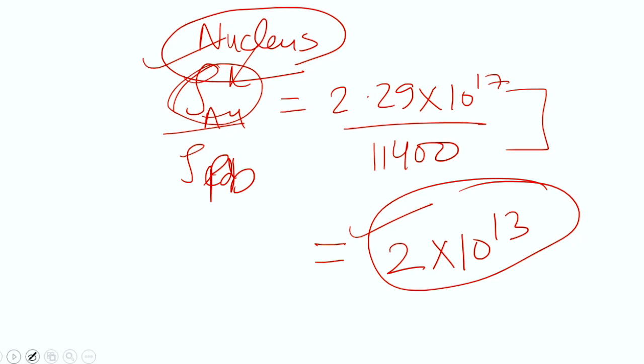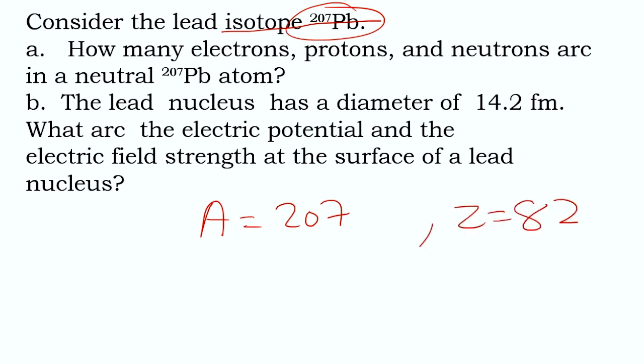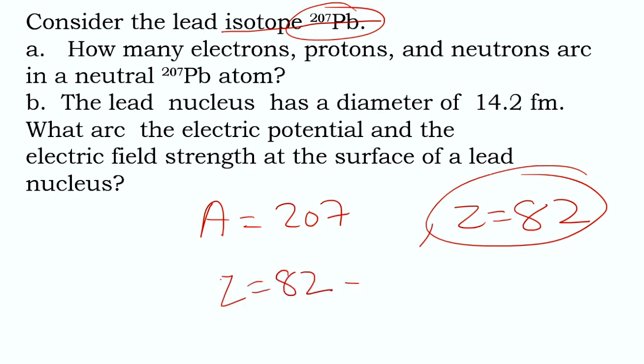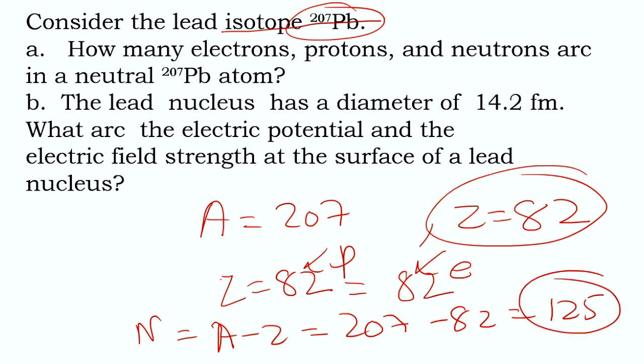Our next question says, consider the lead isotope. The mass number is again 207. For lead, Z is equal to 82, so the number of protons will be 82. In a neutral atom, the number of electrons will also be 82. And what about neutrons? It will be A minus Z, so 207 minus 82 comes out as 125 neutrons. So this is part A.